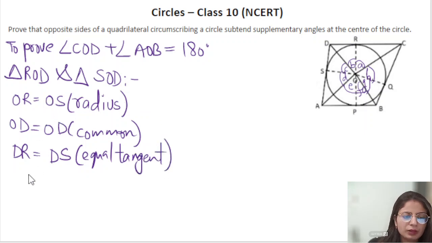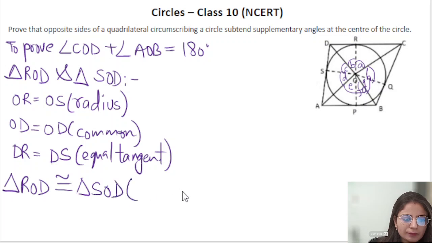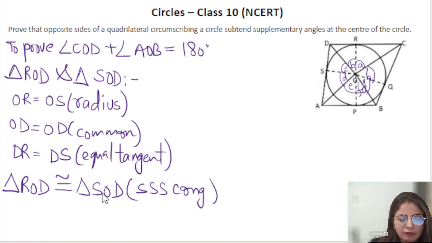Now, using these three conditions, we can say that these triangles are congruent, right? So triangle ROD is congruent to triangle SOD. Using which congruency? This is SSS congruency. We have these two triangles as congruent.